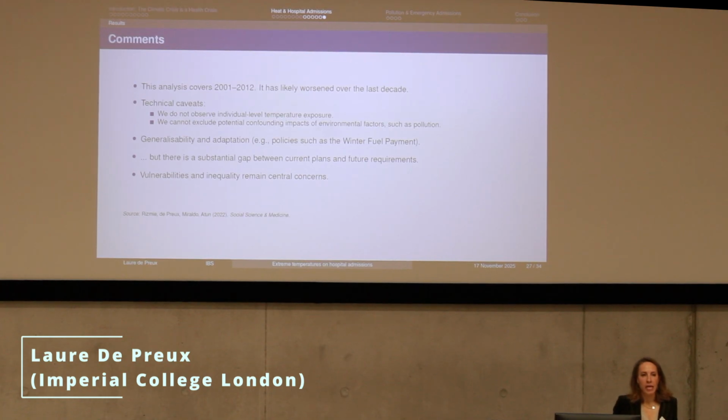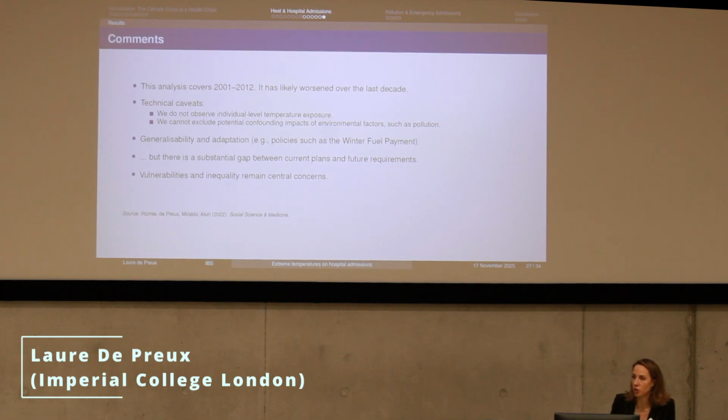So, what do we do with that? It's likely to get worse in the future. It suggests that we need to implement policies that address these cold spell vulnerabilities. In the UK, we have what we call the winter fuel payment. So poor people get a top-up to pay for their energy bill, which should keep them warmer.